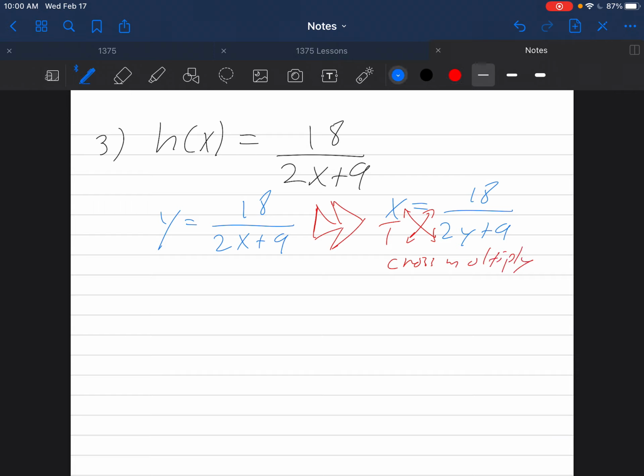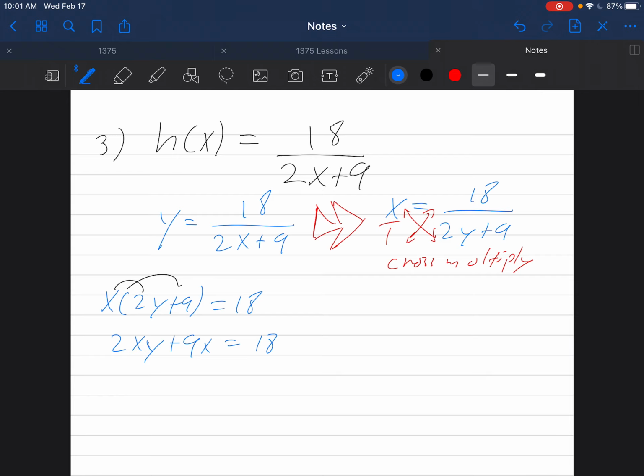And be careful cross multiplying here, because we're multiplying x times 2y plus 9. So x times 2y plus 9, you have to distribute that. So I'll write it out like this first, so I can indicate that this x has to be distributed to be 2xy plus 9x equals 18.